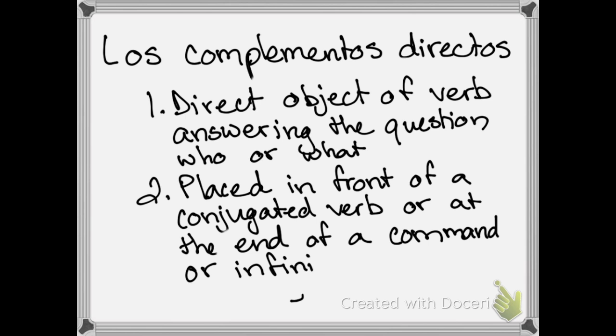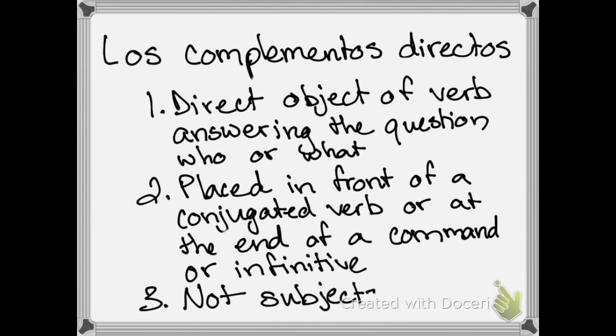An infinitive is an unconjugated verb, right? So, vamos a hacerlo. We're going to do it. Vamos a hacerlo. At the end of an infinitive or on a command. And last but very not least, direct object pronouns are not subjects. They are not to be used as subjects.